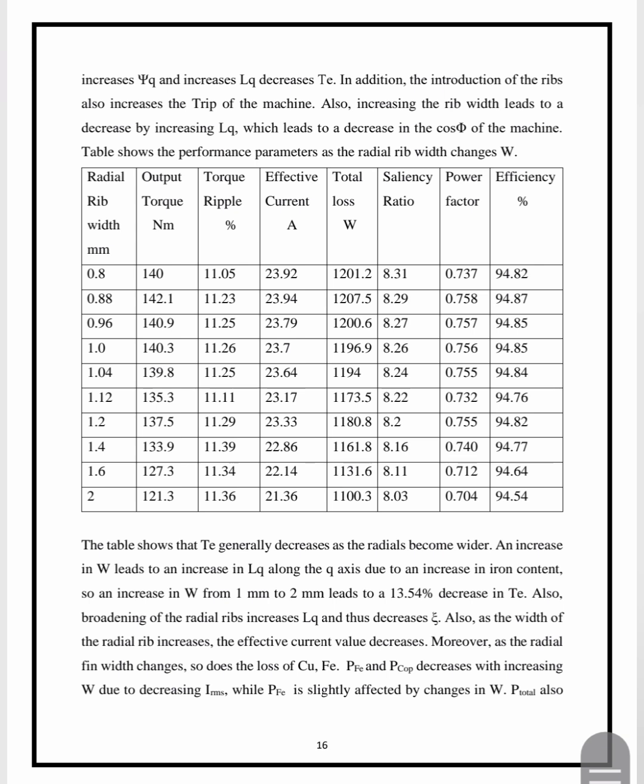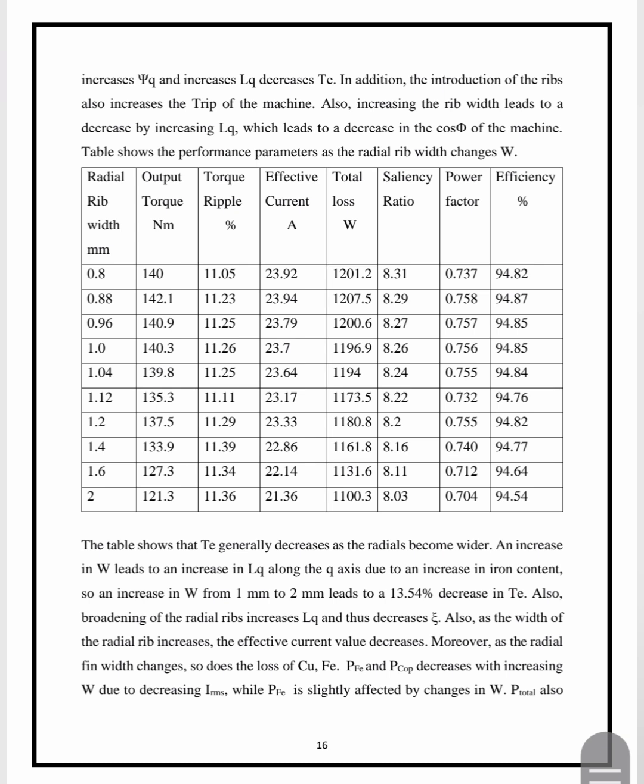Radial rib width changes from 0.8 to 2 and the output torque is decreasing. Ripple torque is varying, it is increasing. Effective current is decreasing and total losses also decrease. Saliency ratio is also decreasing. Power factor is also decreasing, but the efficiency is almost the same. It means it is having a nominal effect on the efficiency of the SynRM.